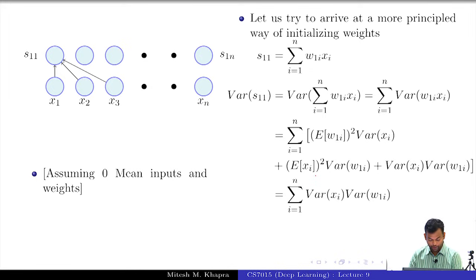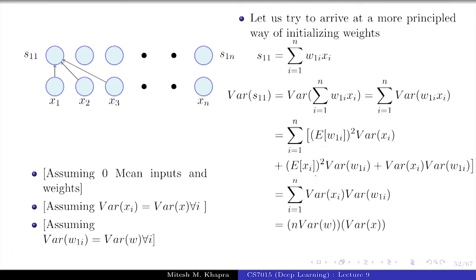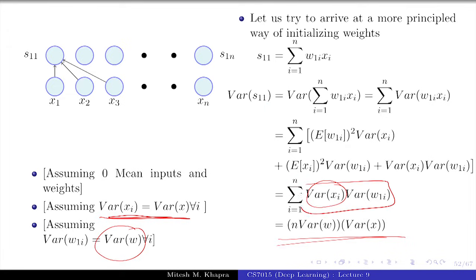Now I'm going to assume that the variance of Xi is equal to the variance of X, that means it's the same for all the i's. Remember I had these 500 inputs. So I'm assuming that for all the inputs, the variance is the same; they all come from a similar variance distribution. I am also going to make the same assumption for the weights. And then I end up with this neat formula that the variance of S11 is equal to n times the variance of W into the variance of X, right? Because I have assumed that all these terms are equal and there are n such terms.